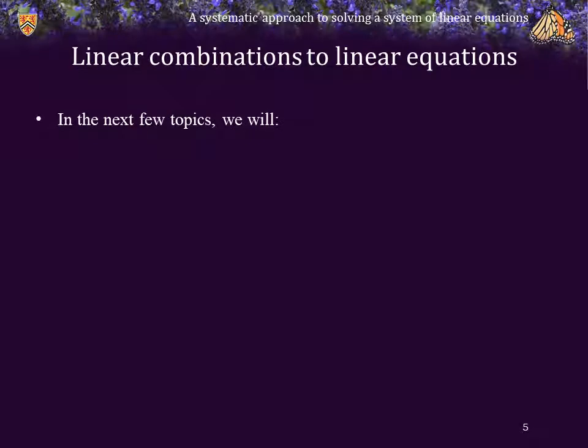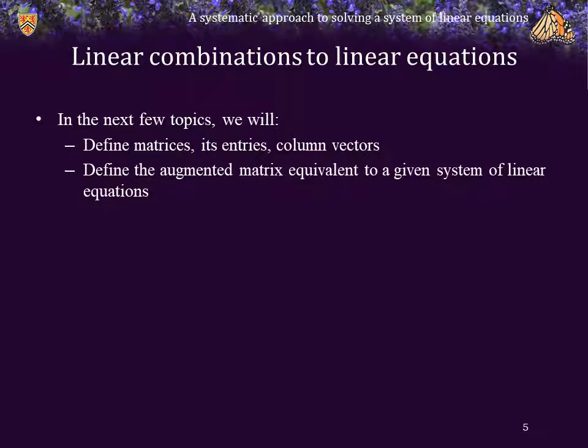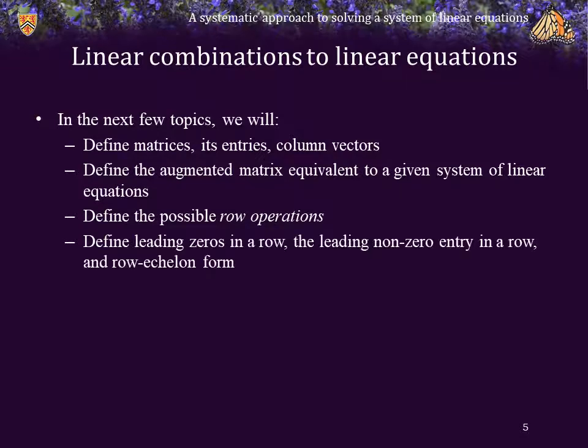So, in the next few topics, we will define matrices, its entries, column vectors, and other issues associated with matrices. We will define the augmented matrix that is equivalent to a given system of linear equations. We will then define possible row operations on a matrix or augmented matrix. We will define the leading zeros in a row of a matrix, the leading non-zero entry of a given row, and the row echelon form.